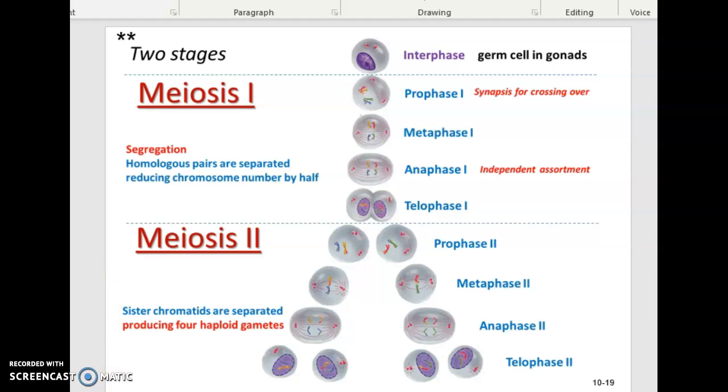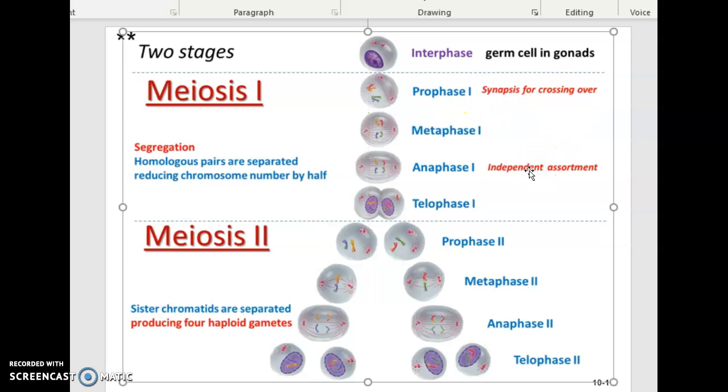And when you go to study, this is a really great slide. I would use this one and walk yourself through it. So prophase 1, it shows synapses for crossing over. And actually, this independent assortment should have been with metaphase 1. Anaphase 1 is where you have from diploid to haploid.